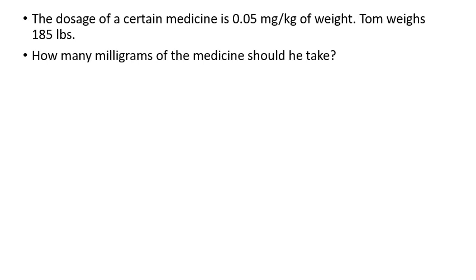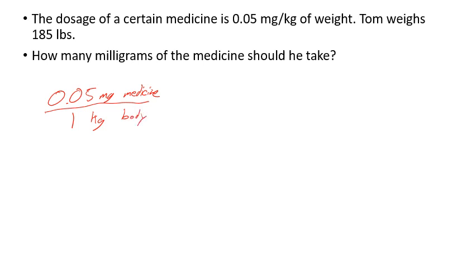Okay, last question. This is a tough one. The dosage of a certain medicine is 0.05 milligrams per kilogram of weight. Tom weighs 185 pounds. How many milligrams of medicine should he take? So our conversion thing right here is 0.05 milligrams of medicine. So I'm going to write milligrams medicine, over 1 kilogram of body.